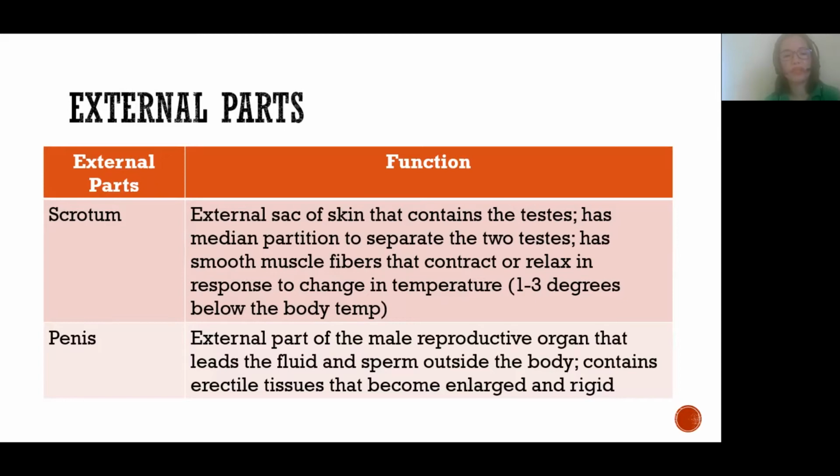And the penis is the organ of copulation. It contains erectile tissue that becomes enlarged and rigid. So during sexual excitation, the blood runs into it that makes it rigid and enlarged. Okay? So this is the organ of copulation. So again, these are the parts of the male reproductive system.